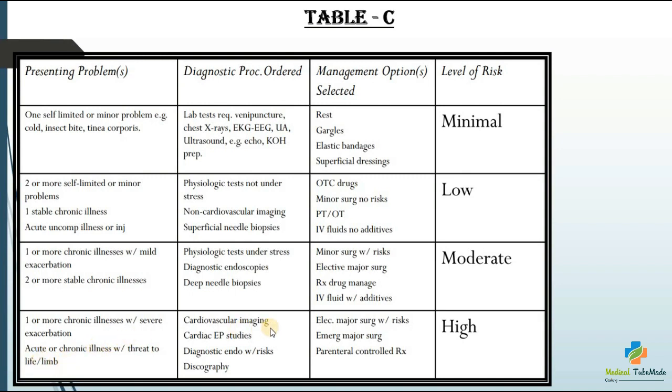So cardiovascular imaging, cardiac EP study, diagnostics, endoscopy with risk factor, discography. And here you can see elective major surgery with risk factor, emergency major surgery, and then parenteral controlled RX. So this all comes under high risk condition. So I will give one scenario where you can understand well.